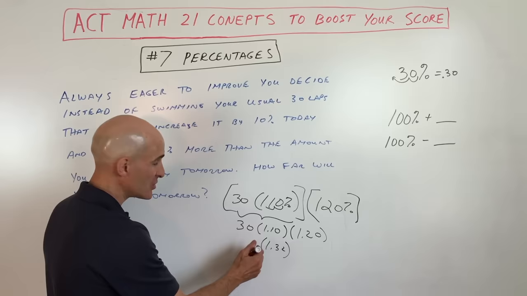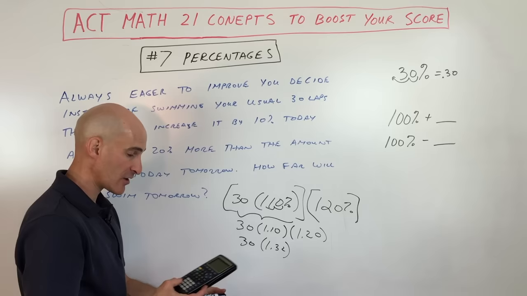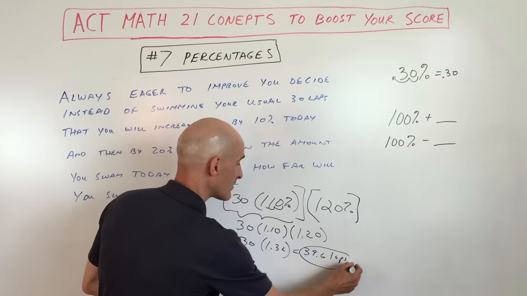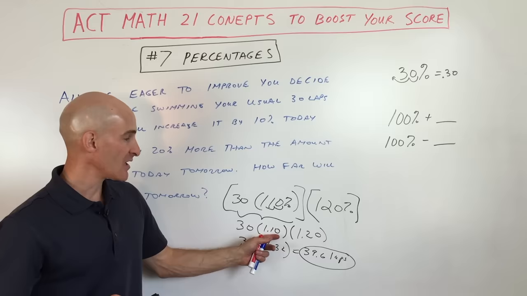And if we multiply by 132%, we're going to do it all in one step. So we're going to take 30 times 132%, which is 39.6. So we're just going to say 39.6 laps. Okay, so that's how you work with these percentage problems. Think about 100% plus or 100% minus, and then take it from there.